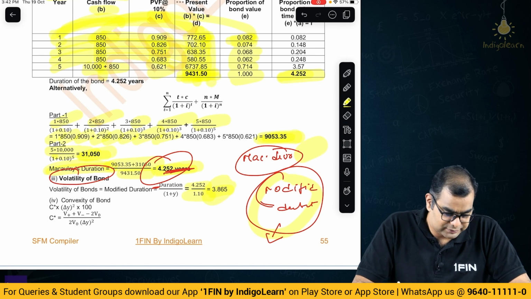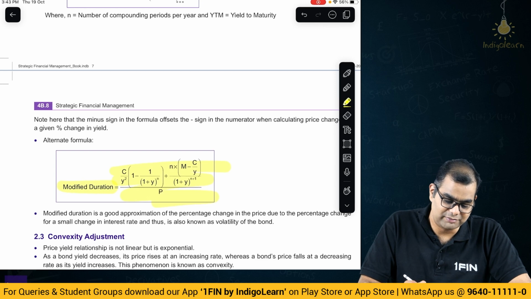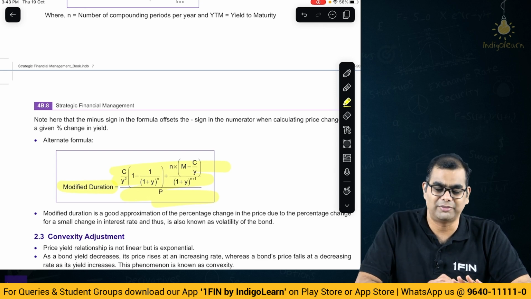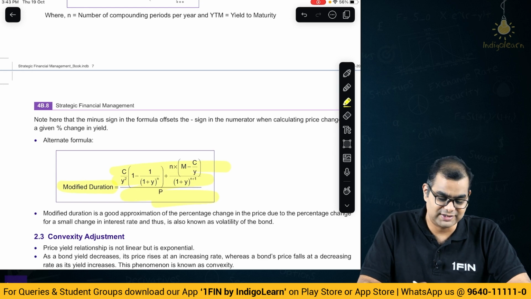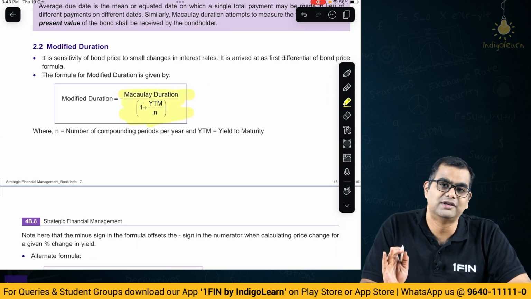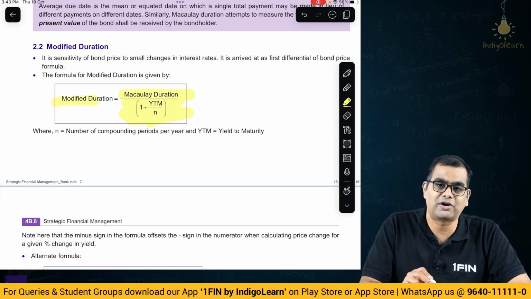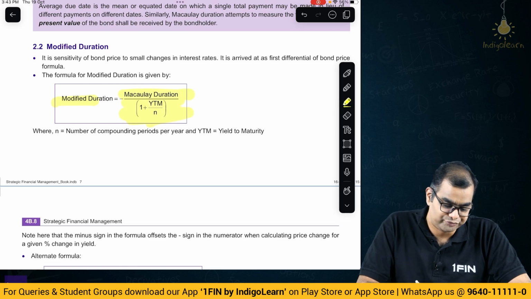Now coming back. Modified duration also has another formula, which is c by y square into 1 minus 1 by (1 plus y) power n, plus n into (m minus c by y) by (1 plus y) whole power n plus 1, by P. I don't remember this formula, boss. It is very simple. Please remember this simple formula: modified duration is equal to Macaulay duration divided by 1 plus y by n. Super simple. You don't have to remember anything.